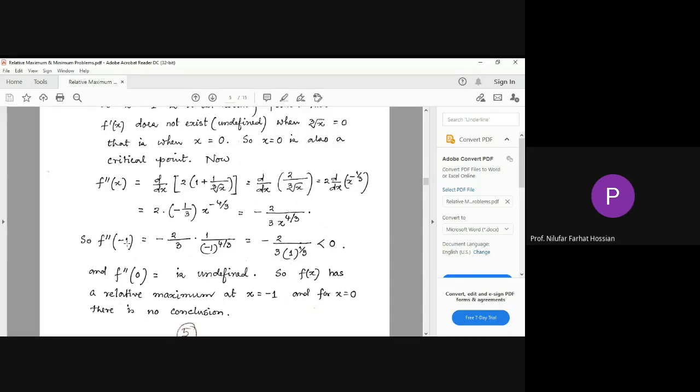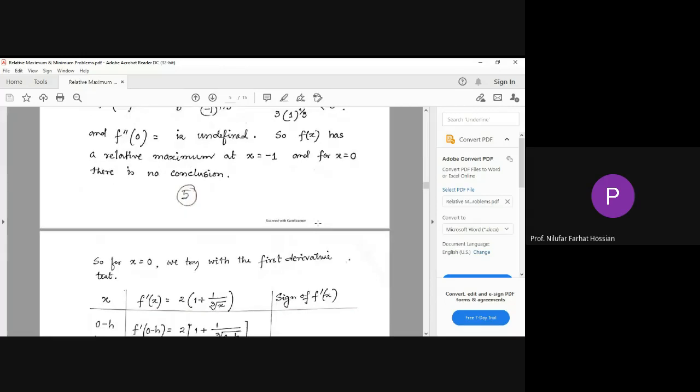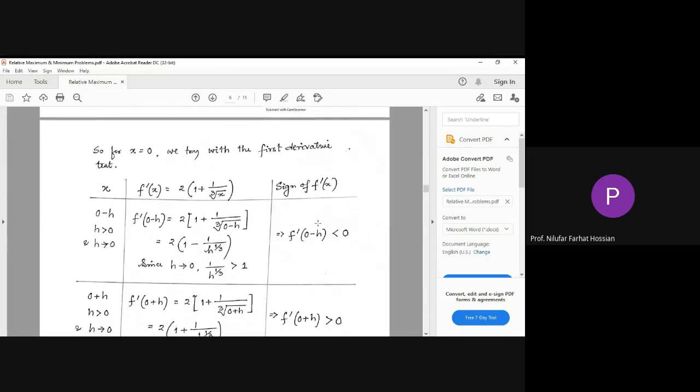And what happens when x equal to 0? Put here x equal to 0. Yes, the second order derivative becomes undefined. So the second derivative test fails here. So we will try with the first derivative test when x equal to 0. So let us make a table here.